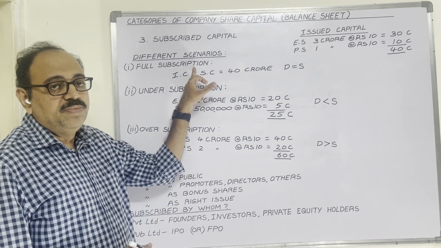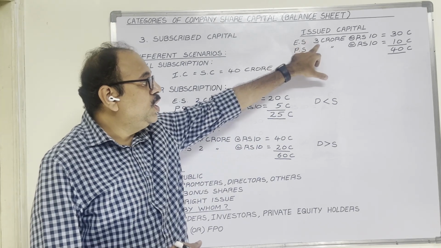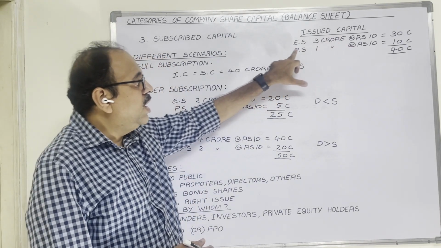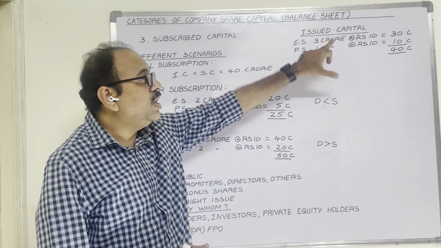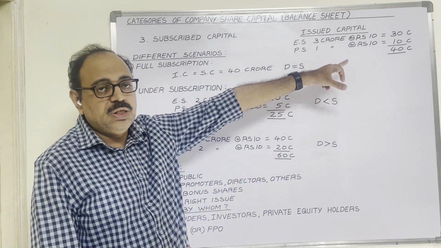Full subscription. Assume that the company issued 3 crore equity shares at the rate of 10 rupees each and 1 crore preference shares at the rate of 10 rupees each. So the total issued capital is 40 crore rupees.